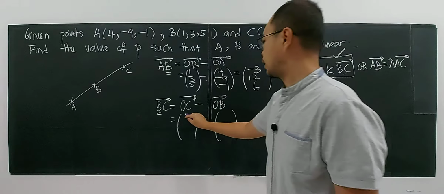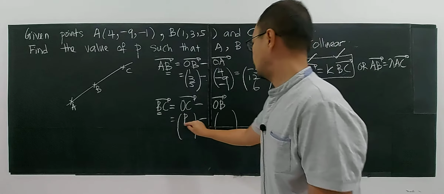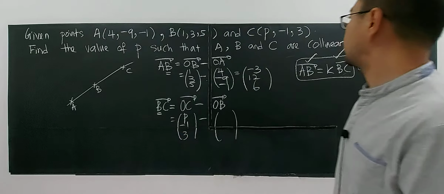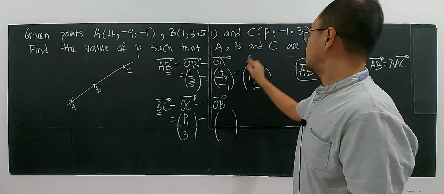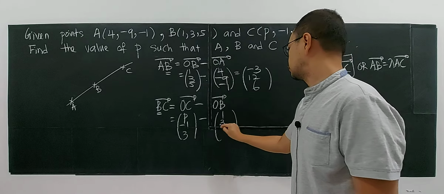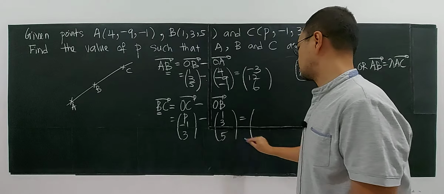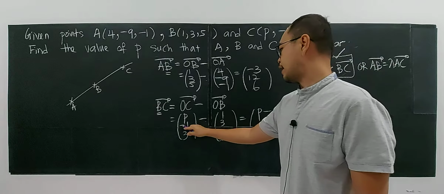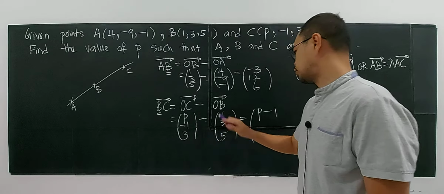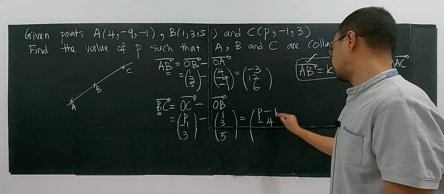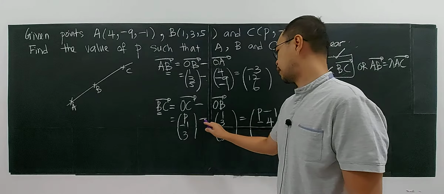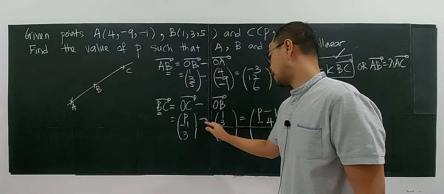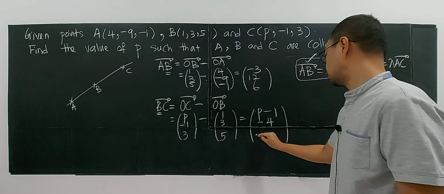So position vector for C minus position vector for B. For C, you will have P, negative 1, 3, right? And B, you have 1, 3, 5. Okay, let's do P minus 1, right? P minus 1. Negative 1 minus 3, you have negative 4, right? 3 minus 5, you have negative 2, right?